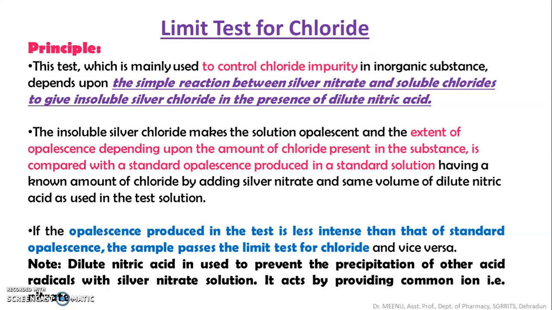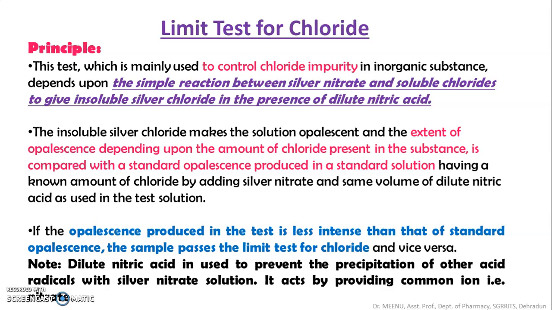We have to compare this opalescence with that of standard opalescence produced in the standard solution, in which a standard amount of chloride is present. Now, all this should be performed in presence of dilute nitric acid. If the opalescence produced in the test is less intense than that of standard opalescence, that time we can say the sample passes the limit test for chloride. While if the opalescence is darker than the standard, then we can say that the sample contains more impurity than the standard, and that time we can say that the given sample fails the limit test for chloride.